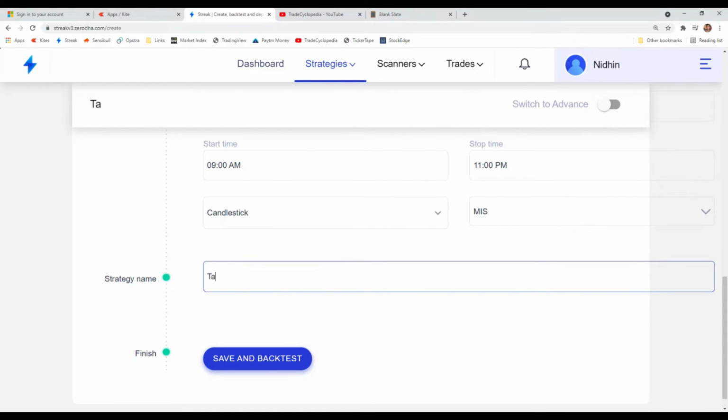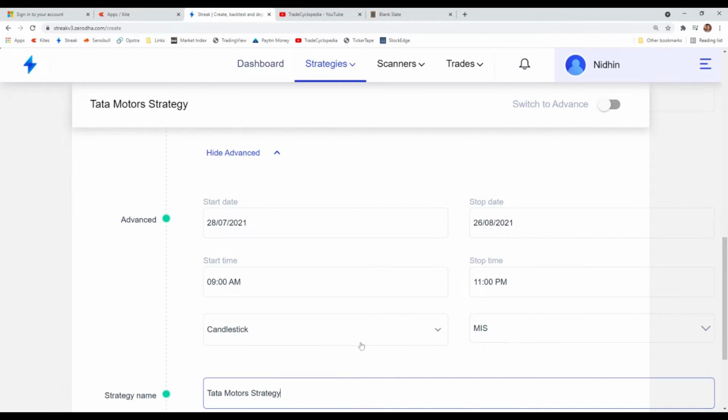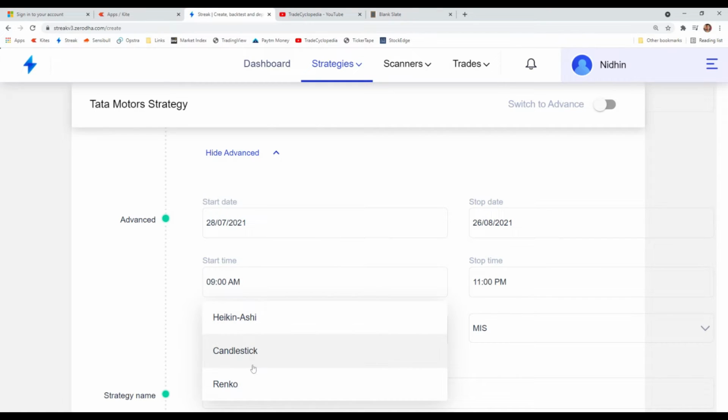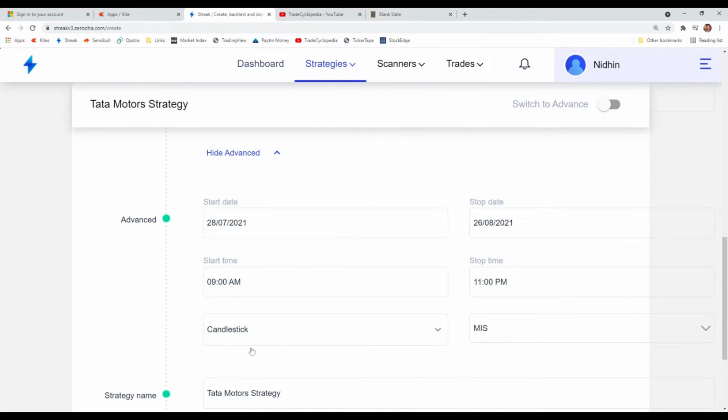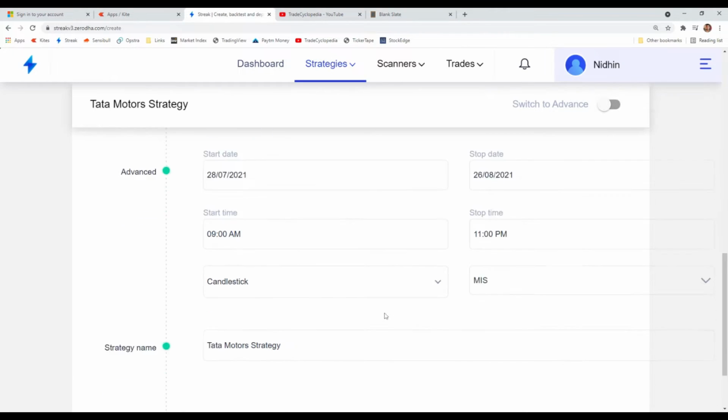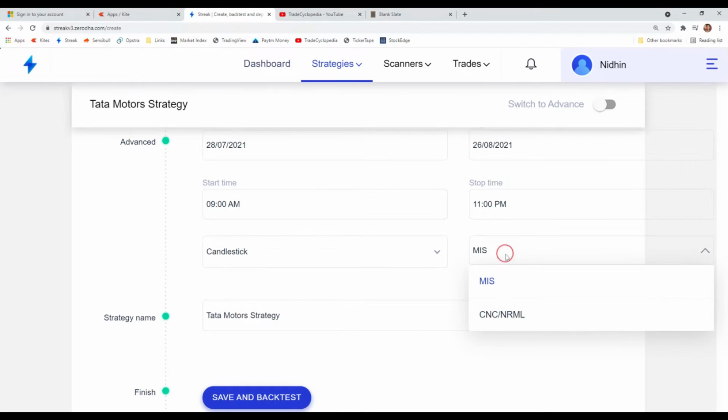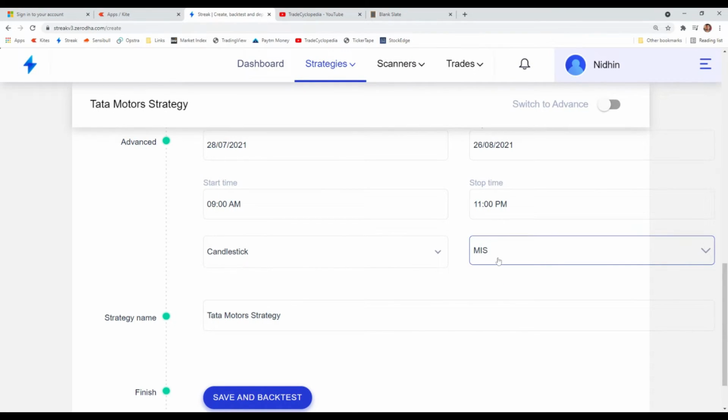And I'm selecting a strategy name, which can be anything. Tata Motor strategy. And for candlestick, we have options like Heikin Ashi and Renko. I'm just selecting the default candlestick. Heikin Ashi and Renko are advanced candlestick patterns, which I'll be explaining later. So this one can be CNC normal or MIS. MIS is normal intraday trade in a stock with the Zerodha broker. So if I'm selecting MIS, then an MIS or intraday order will be placed with the broker.